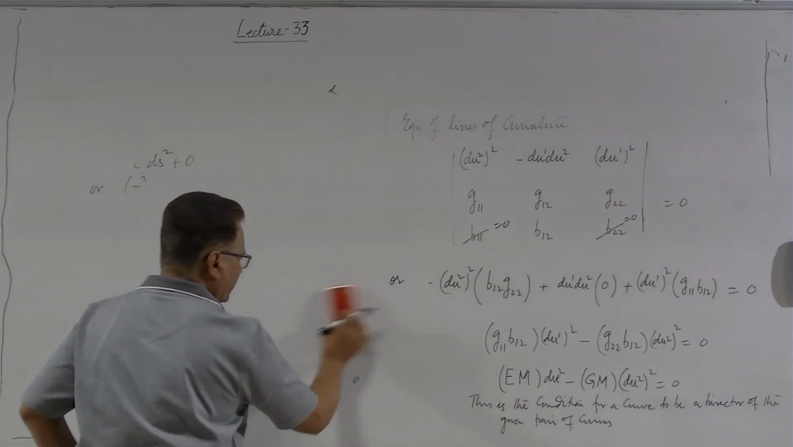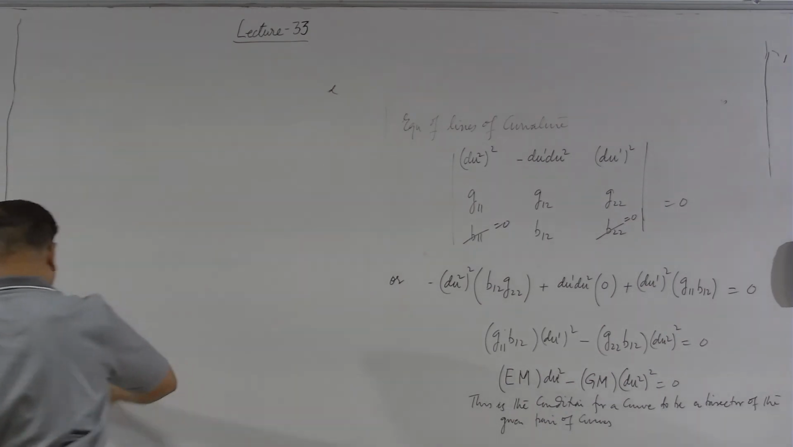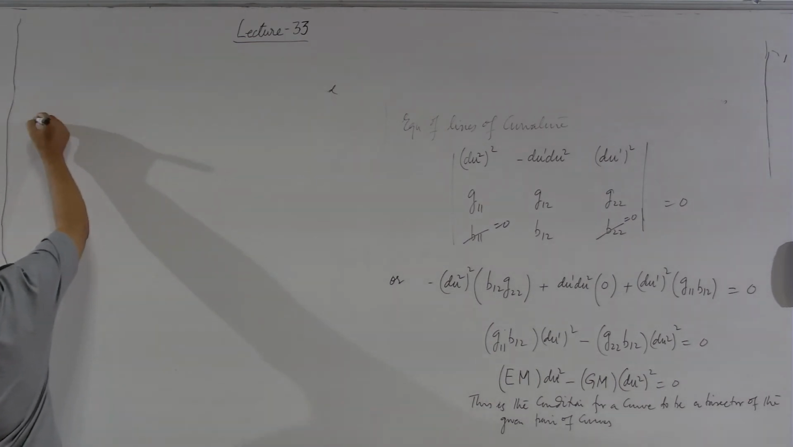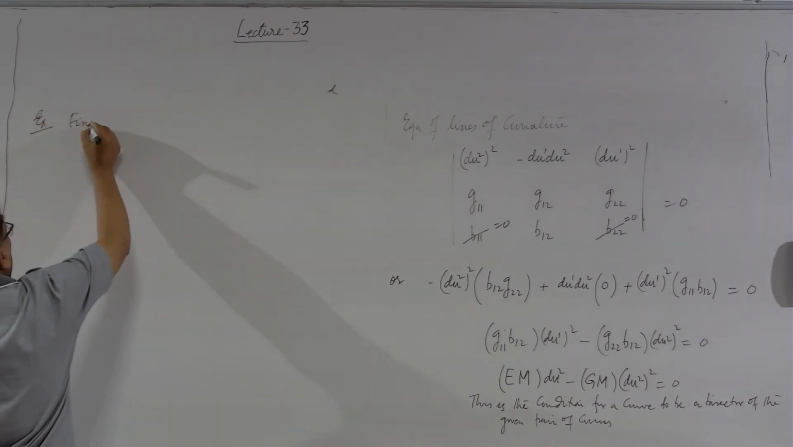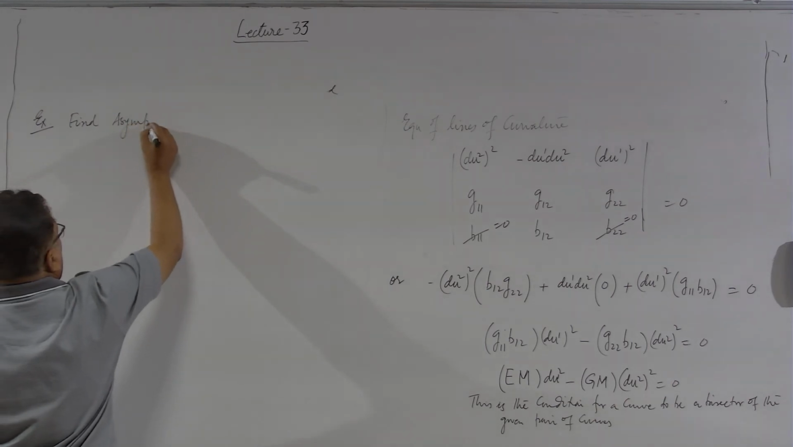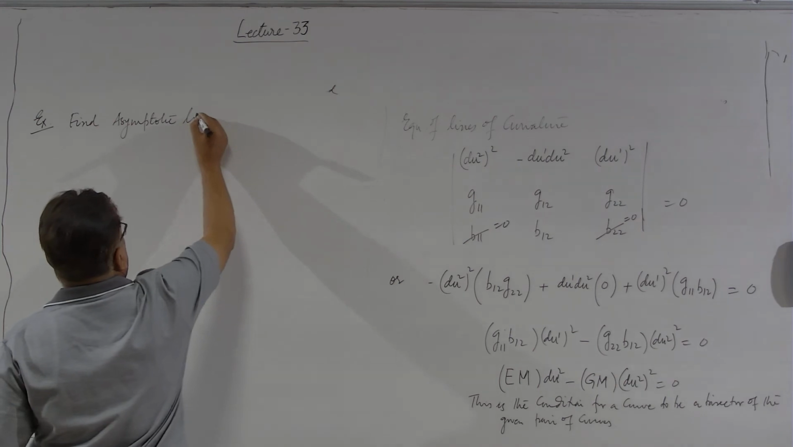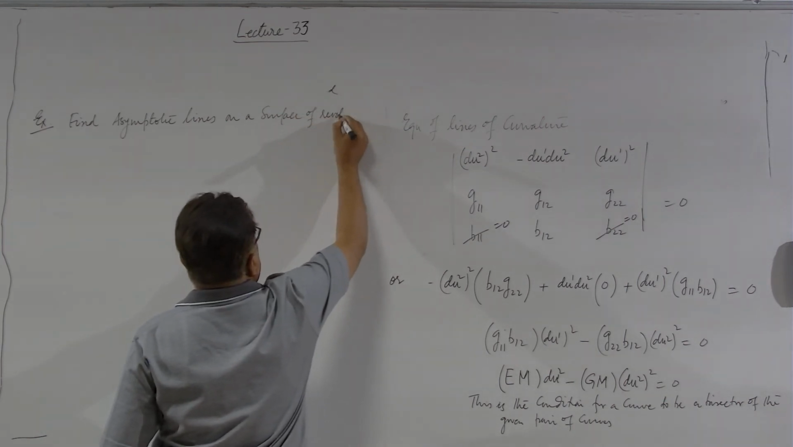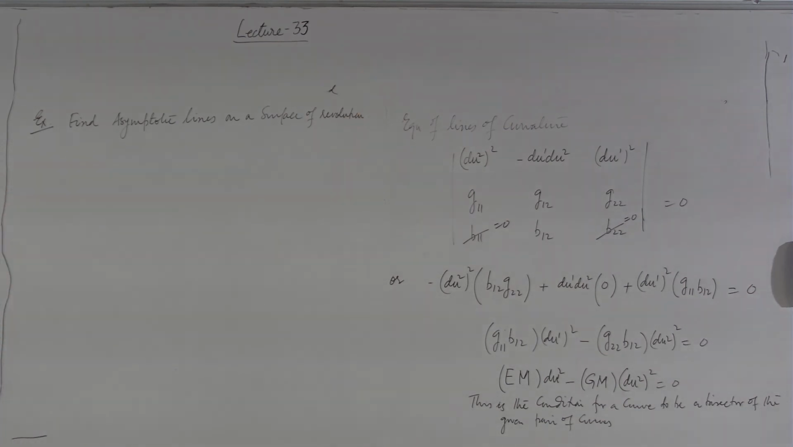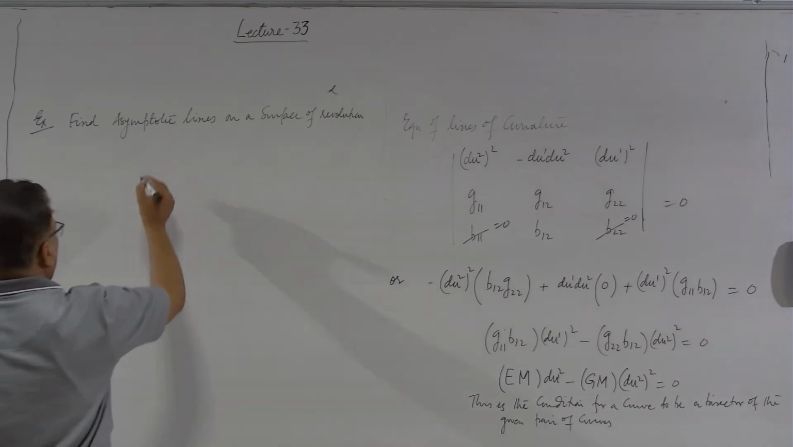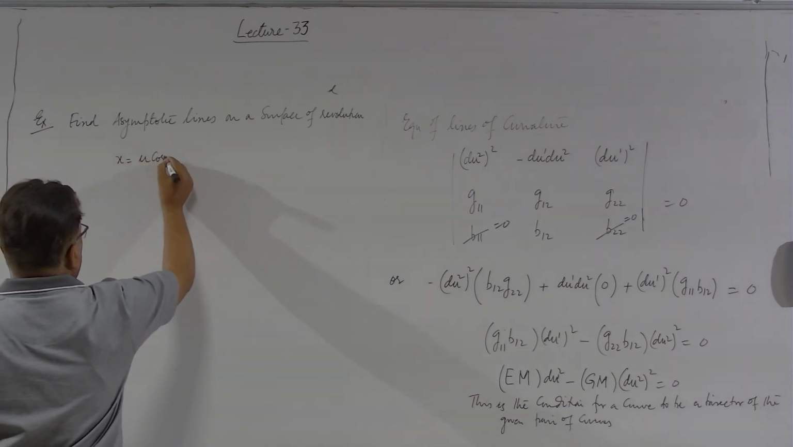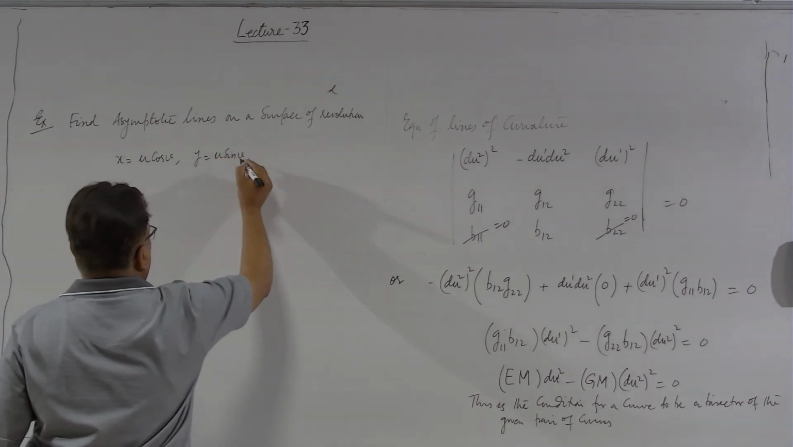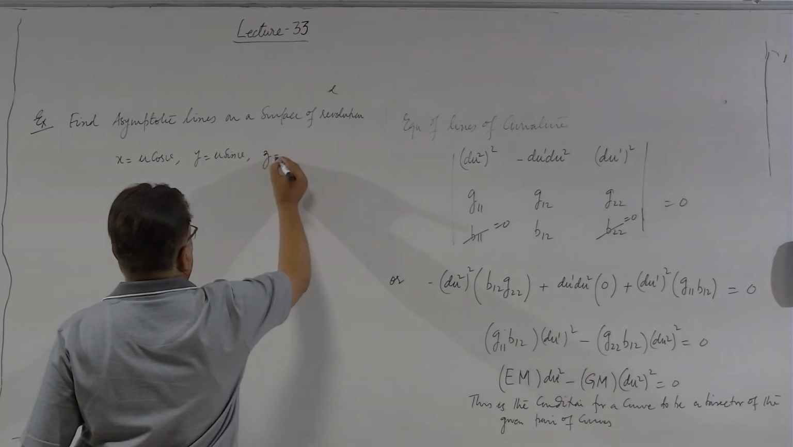Now, one can ask to find out asymptotic lines on a surface of revolution. Okay. This I leave, some exercises should be done by the students also. Find asymptotic lines on a surface of revolution. And for simplicity, you can assume that your surface of revolution is (u cos v, u sin v, and z equal to some f(u)).